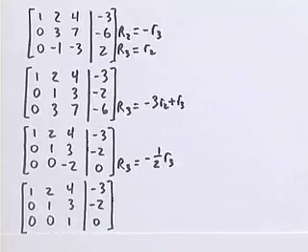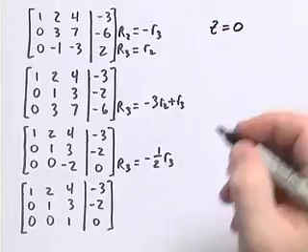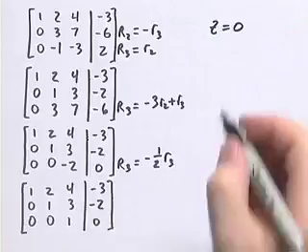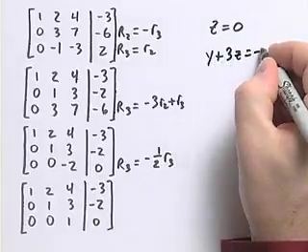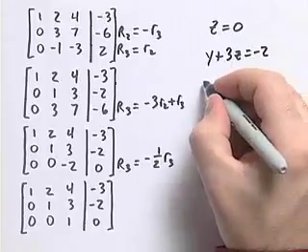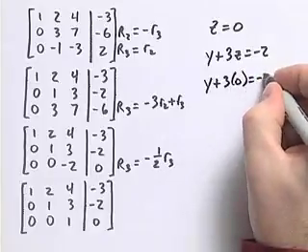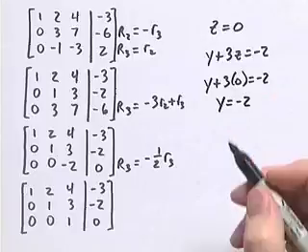We can go ahead and solve the system using back substitution. This last row tells us that z is equal to 0. So we know the value for z. The second row gives us the equation y plus 3z equals negative 2. Since we know what the value of z is, we can plug that in, get y plus 3 times 0 equals negative 2. So y is equal to negative 2.